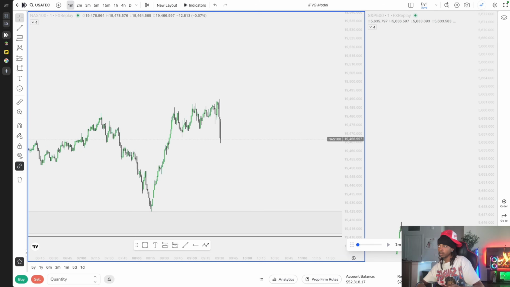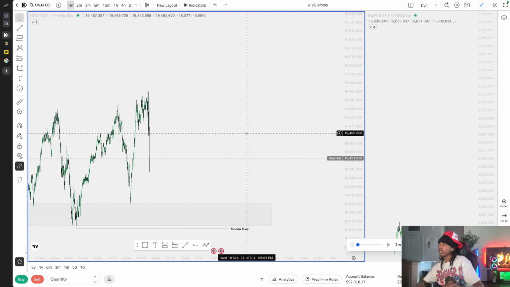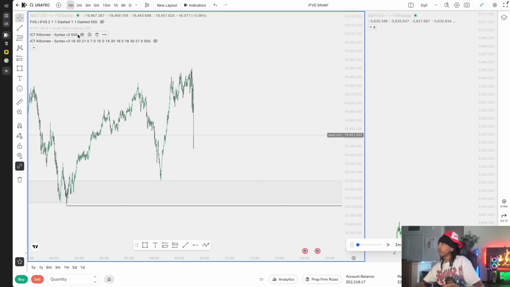Boom, that looks pretty bearish. We're going to target those London lows that's untapped. Let me go ahead and confirm that real quick. Yep.